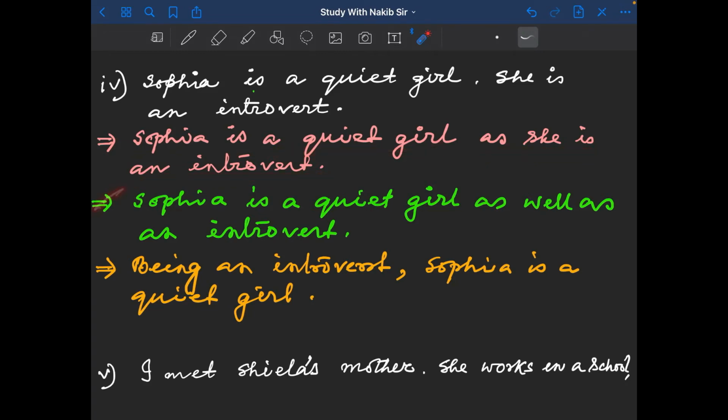Number two, you can do this also. Sophia is a quiet girl and an introvert, but you can't use and. For this, in place of and, use as well as. So Sophia is a quiet girl as well as an introvert. Okay. Next one is, being an introvert, Sophia is a quiet girl. Why? For being an introvert. So this is a simple sentence, this is a simple sentence, and this is a complex sentence.